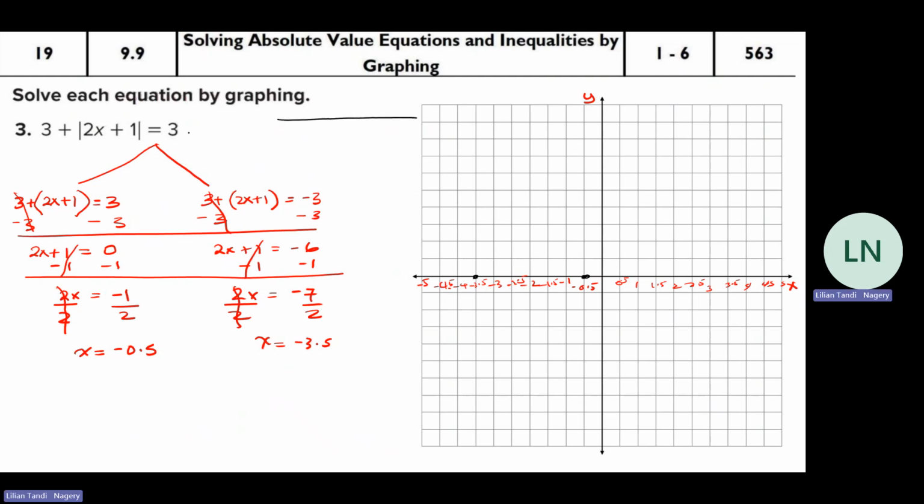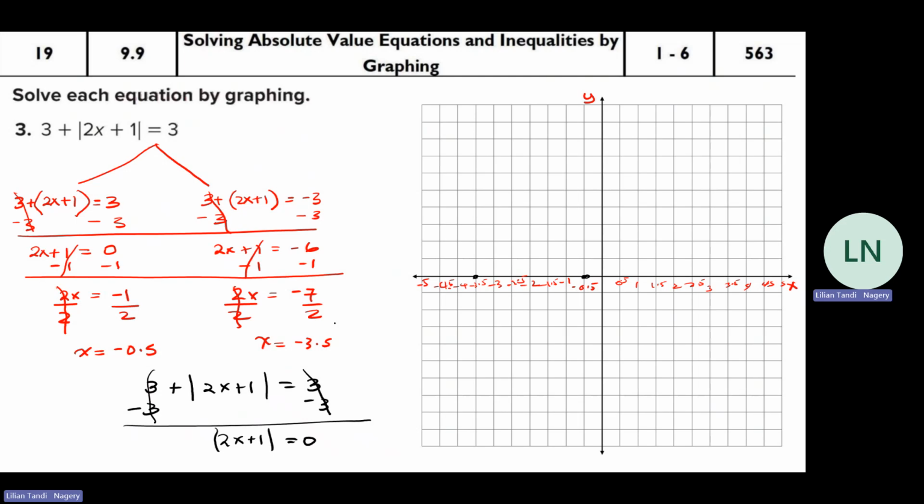Then I do my table. No, I don't do my table. First, I make my equation equals to 0. So my equation equals to 0 will be 3 plus absolute value 2x plus 1 equals to 3. Subtract 3 on both sides. This goes away, and this also goes away. So I'm left with absolute value 2x plus 1 equals to 0. This is an easy graph. I just don't like that I'll be using decimals. That's the part I don't like about it. But it is easy. X, absolute value 2x plus 1, and this is y. Okay?